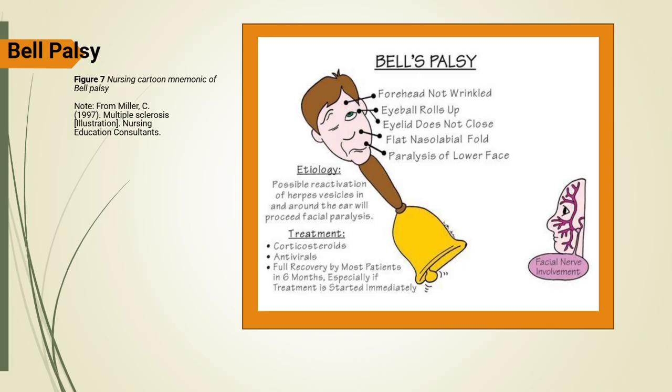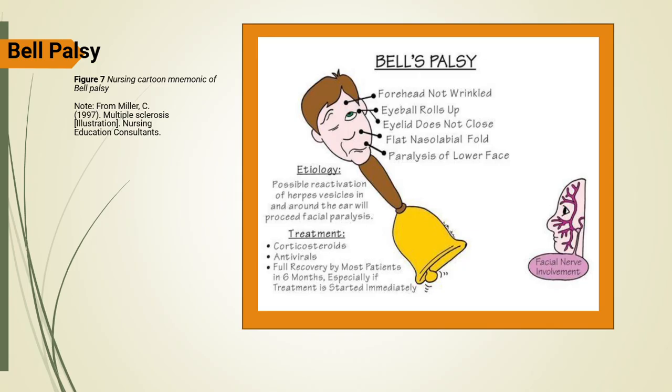The cartoon highlights a suspected cause, possible reactivation of the herpes simplex virus. This is one of the strongest theories, but the exact cause is still not fully understood. Other viral triggers may also play a role. Treatment focuses on reducing inflammation of the facial nerve. That's why corticosteroids, such as prednisone, are the first-line therapy and work best when started within 72 hours of onset. Antivirals may be added when a viral cause is suspected, but their effectiveness varies.